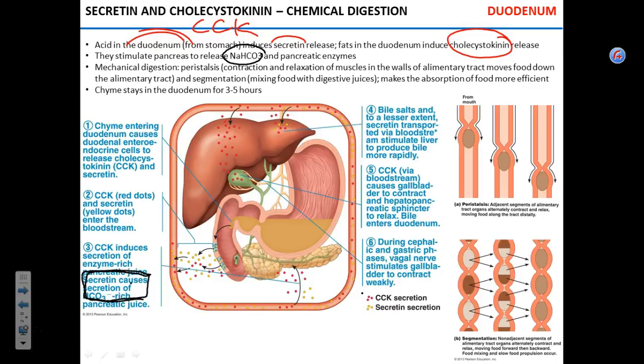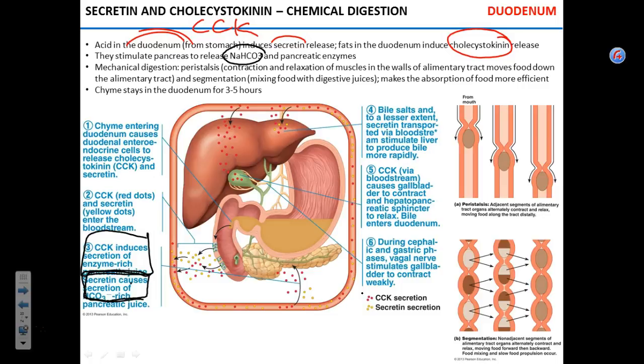What will break down the fat? Enzymes, lipase, yes. So we need to produce enzymes. CCK will stimulate the release of enzymes from the pancreas. Does that make sense? So these are effects of secretin and CCK on the pancreas. Secretin is responsible for bicarbonate component. CCK is responsible for enzymatic component. Are we good? That's about pancreas.